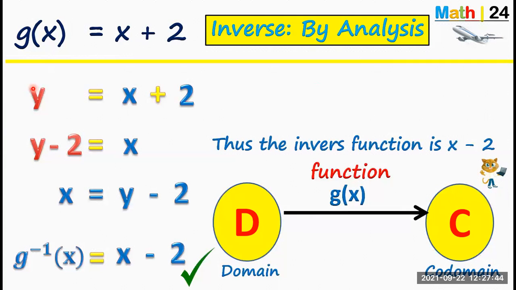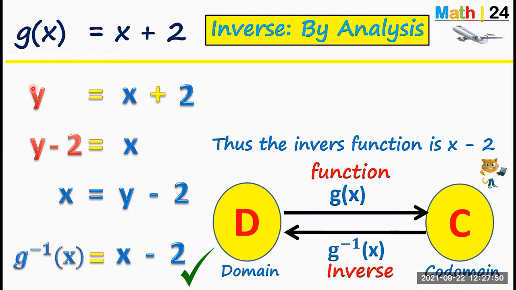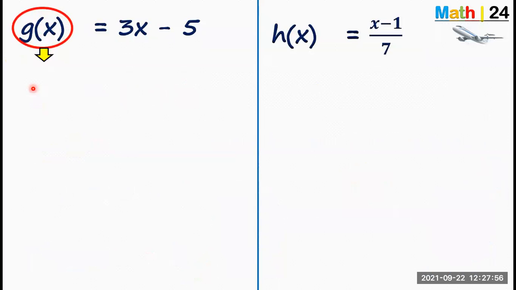Thus, the inverse of the function x plus 2 is x minus 2. And note that the function maps elements from the domain to the codomain, while the inverse function maps elements back from the codomain to the domain, or from the range back.